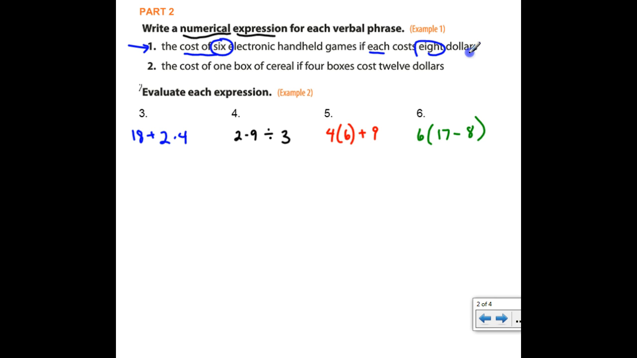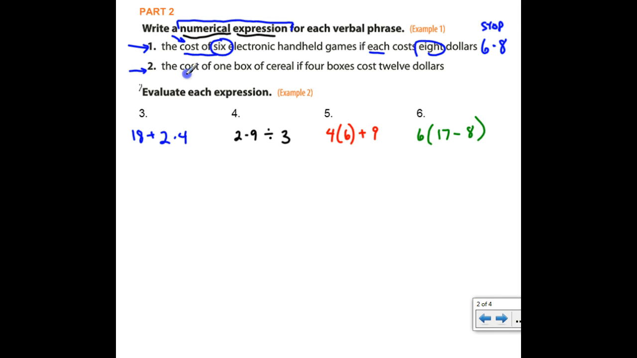Okay, so it's saying you want to buy 6 electronic hand games and they're $8 each, so the expression to evaluate the cost would be 6 times 8. See, they asked you for the cost right there. So what would be the total cost if you bought 6 for 8? Well, the reason I'm going to stop here is because the question asked me for a numerical expression. It did not ask me to evaluate. So it didn't ask me to go ahead and find out what 6 times 8 is, which I could do, but that's not what this is asking for. It says just tell me the expression. There it is. Let's look at number 2.